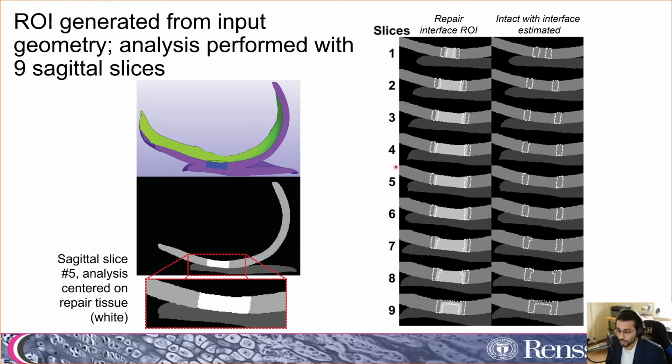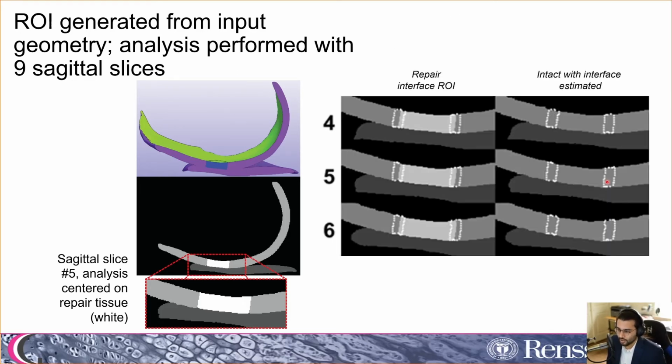However, while the analysis was performed with all 9 of these slices, only these 3 will be considered. So when we're looking at these 3 slices, we look at the actual defect models that have a discrete repair interface, indicated by this dotted white line, the boundary between the repair and native healthy tissue. And we're also looking at an intact model, a model that doesn't have this defect created. In this model, obviously, there is no discrete repair interface, but we do our best estimate using the physiologically based model, and we approximate where the interface would be. So now I'm going to show you the strain maps using this exact view.